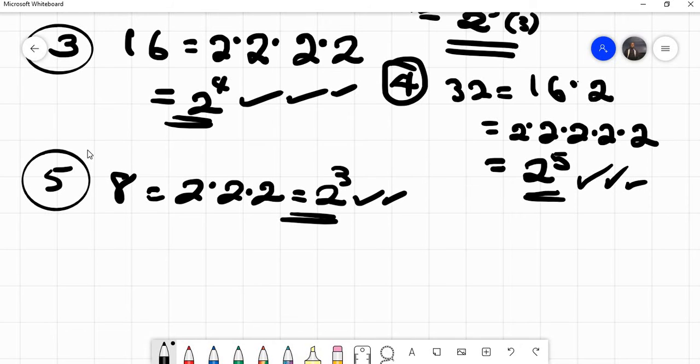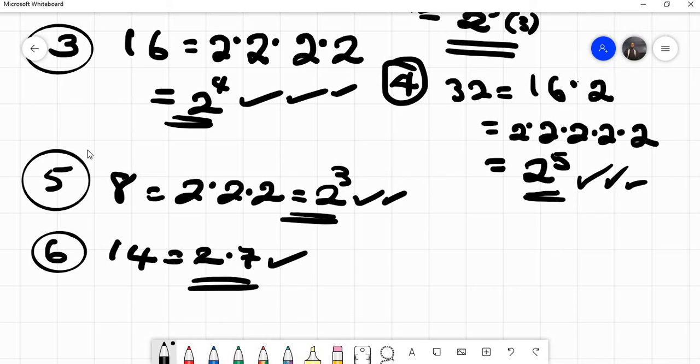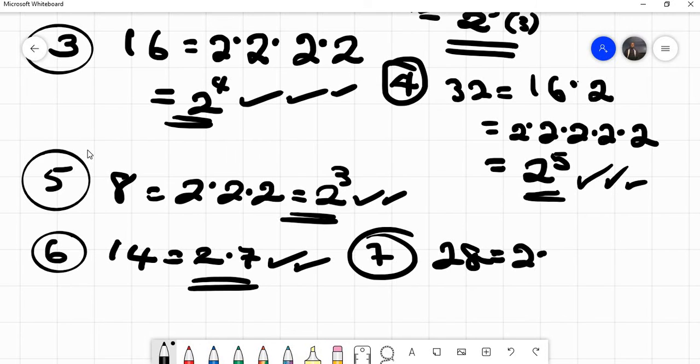And then we are given another example, 6: 14. This one is easy. 2 times 7, both already prime. After that, 2 times 7 is good. And then example 7, we're given 28. 28 is going to be 4 times 7, and then 4 will be 2 times 2, so 2 times 2 times 7, which is correct.